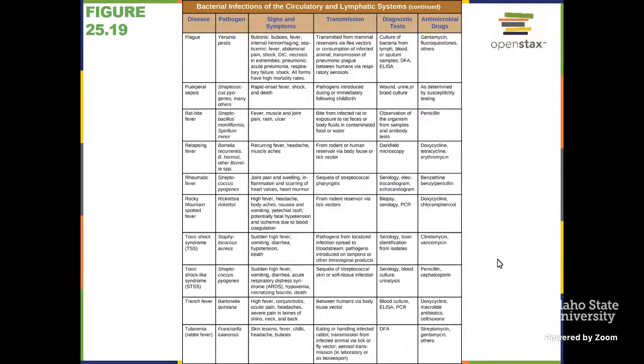Toxic shock like syndrome, Streptococcus pyogenes instead of the staph. And this high fever, vomiting, diarrhea, respiratory distress syndrome, hypoxia, necrotizing fasciitis, and death. Definitely seems a lot worse than the above. They're both truly bad ones, all right?